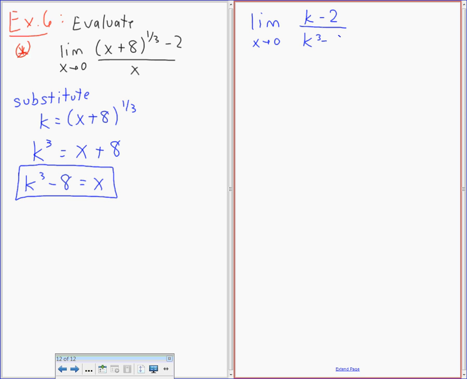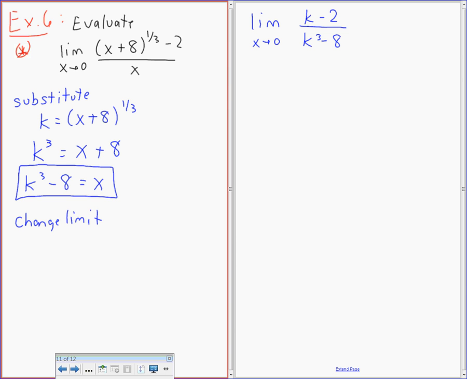And actually, I may fix something here. Since there's no x value, I'm going to change the limit. If x approaches 0, k equals (0 plus 8) to the 1/3, so k approaches 2. I just used the algebra there to solve for k.